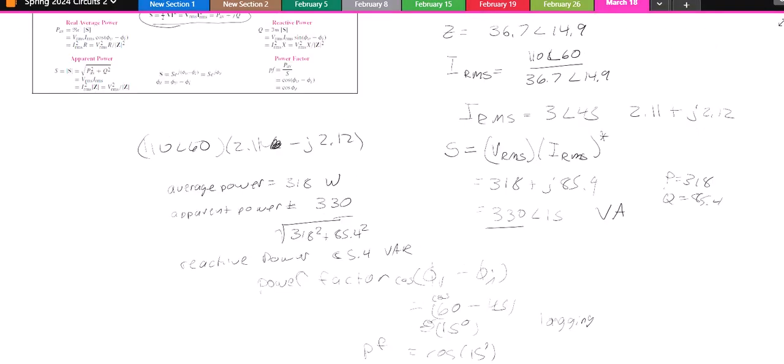And I think that's it. So I know that a lot of people prefer to do V RMS, I RMS, cosine phi, and V RMS, I RMS, sine phi. But I just always like getting the complex power because then I have everything I need. So that's that.